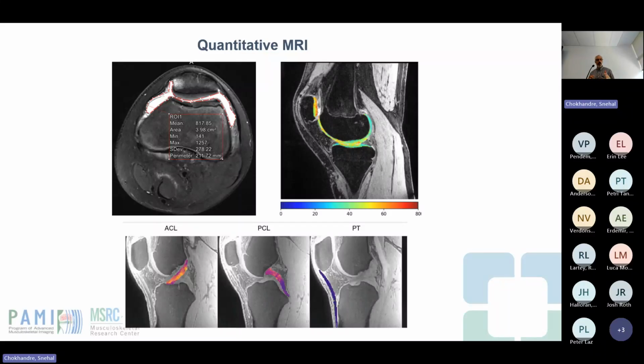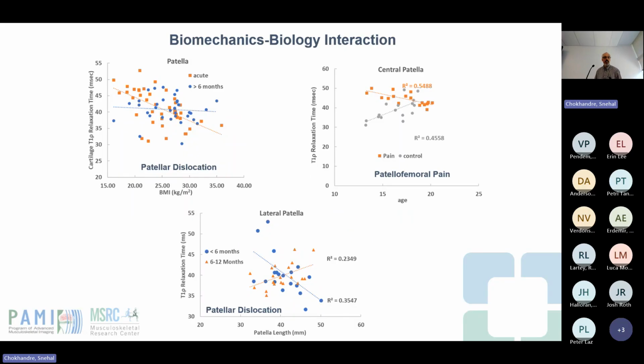You can also look at properties for ACL, PCL, and patellar tendon that we can then incorporate in our models to make them more representative of the individual patients, as opposed to using generic material properties for these tissues that might be related to injury, fatigue, the preoperative condition, and so forth. The biomechanics biology interaction, this is, again, data from several studies.